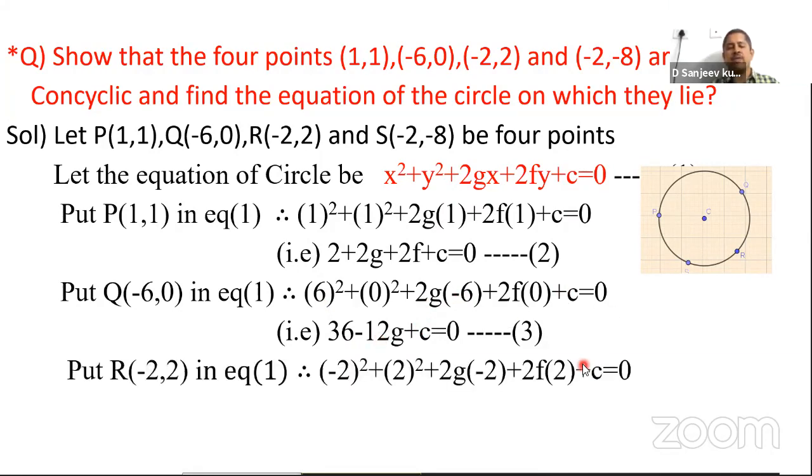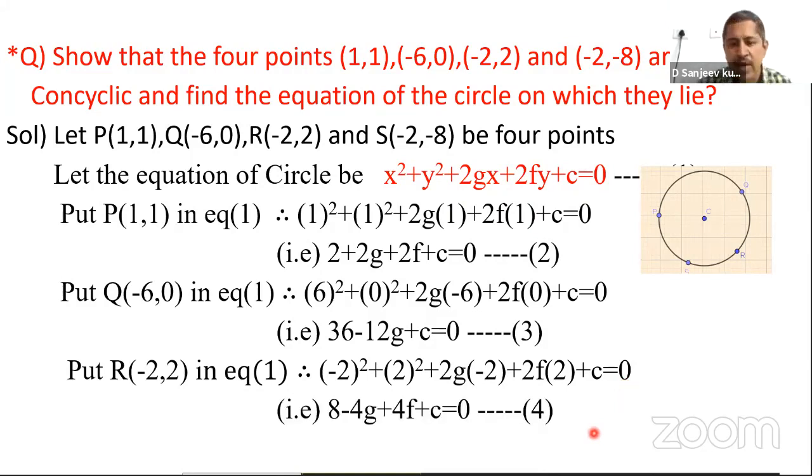Now take the third point, which is (-2, 2). So (-2)² + 2² + 2g(-2) + 2f(2) + c = 0. Right? So (-2)² is 4, and 4 plus 4 is 8. So 8 - 4g + 4f + c = 0. So we got three equations, equation 2, equation 3, and equation 4, in terms of g, f and c.